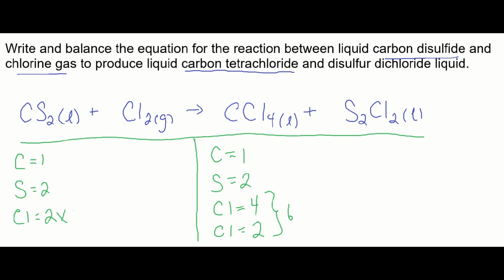So 2 times 3 will give us the same number of chlorines on both sides. So that multiplier goes as a coefficient in front of where I see chlorine on the reactant side. Write that through a little better. So here's the balanced equation for the reaction between carbon disulfide and chlorine gas.